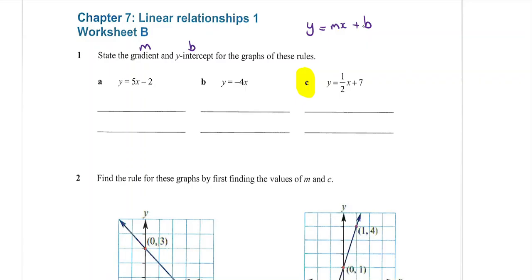So for C, what is m? What's with the x? Half. So m, which is the gradient, is equal to a half. The b is the 7. That's it. So it's literally just reading those straight off, and that's all you're going to have to do.